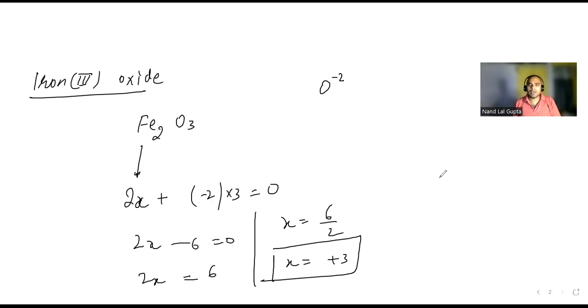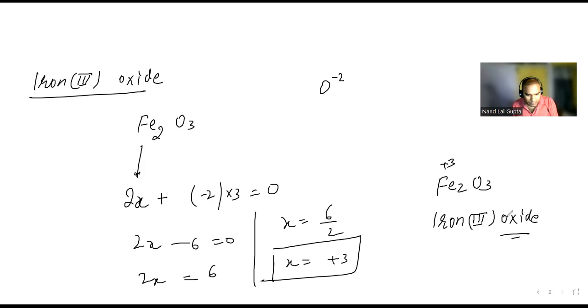So it means Fe2O3 has +3 charge, and its name will be what? Iron, it is going to be third oxide. Are you able to understand?